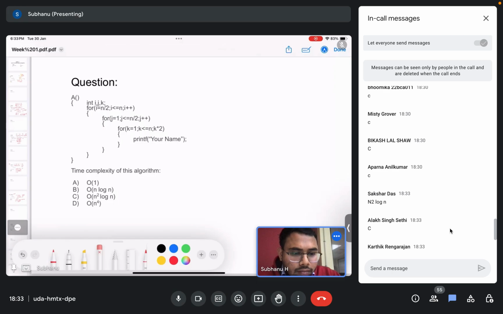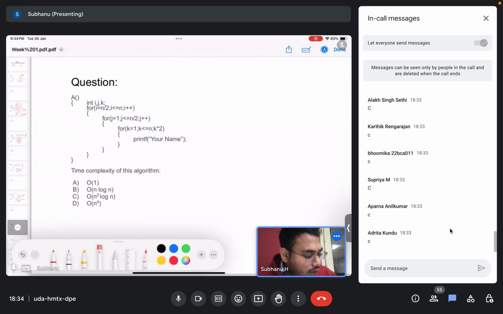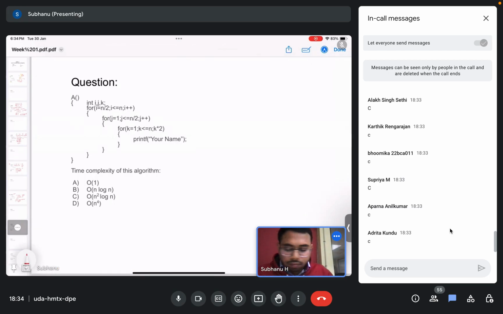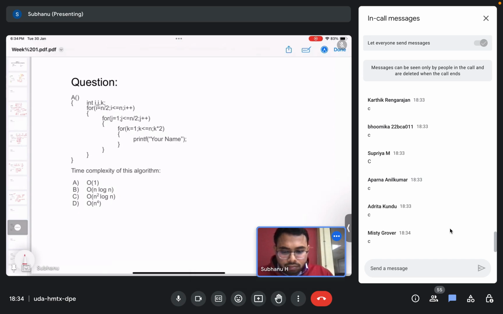Square log, yeah. Shakshar Das has given answer C. Okay. Let's see how we can solve this one. Yeah, Misty has also given the answer. Okay, okay. So this is a simple one.